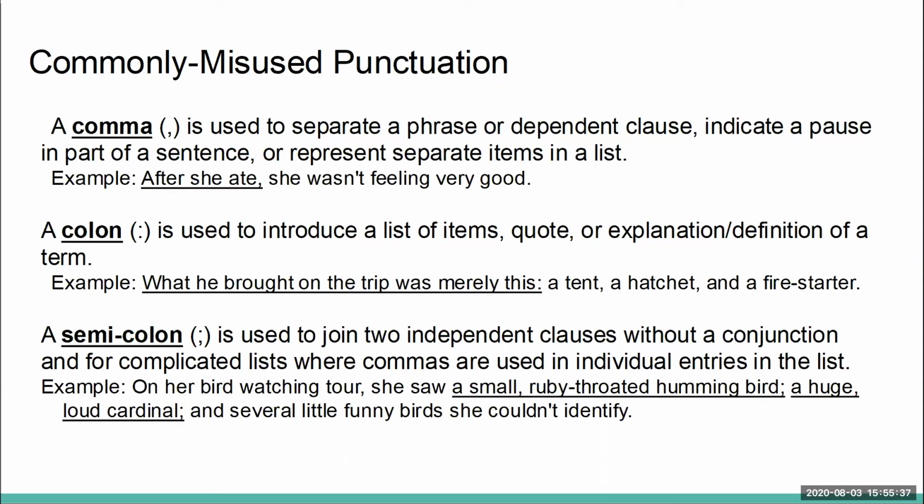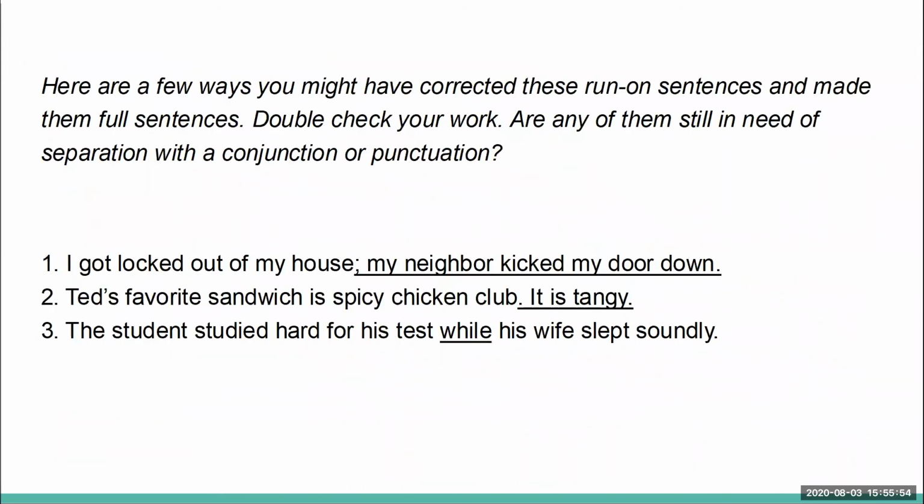A semicolon is used to join two independent clauses without a conjunction, and for complicated lists where commas are used in individual entries in the list. If we go back and look at our run-on sentences, our first example, I got locked out of my house; my neighbor kicked my door down, is an example of how to use a semicolon to separate two independent clauses.